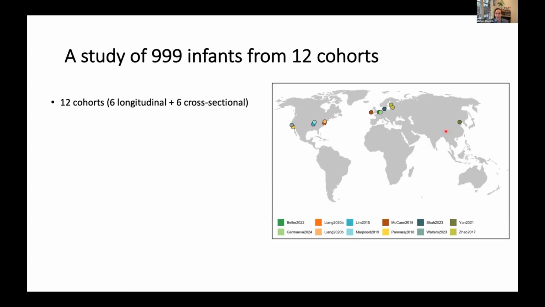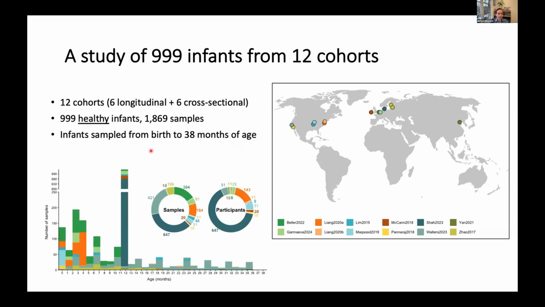And as I mentioned earlier, the analyses I'll be presenting today is based on 12 cohorts, 6 longitudinal and 6 cross-sectional cohorts that you could see on the map here. And these are really the only cohorts I could find who studied the free gut virome of infants in early life. And it's made up of 999 healthy infants, couldn't find the last infant to make it 1,000, and about 1,800 samples overall. And the infants are sampled regularly.